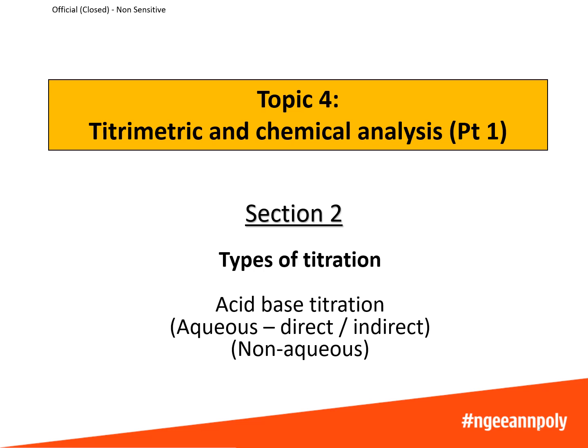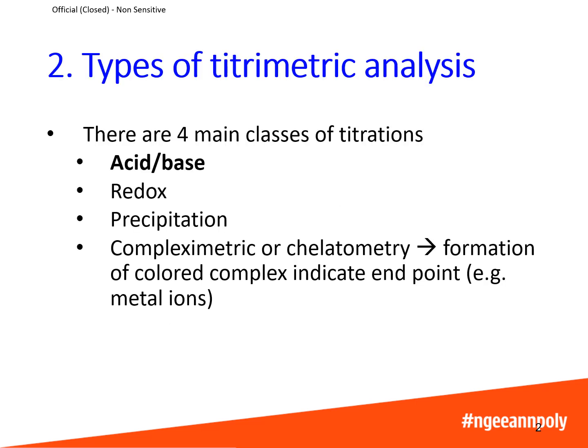In this section, we will be looking at acid-base titrations. There are four main classes of titrations: acid-base, redox, precipitation, and complexometric or chelatometry. But today we will be looking at acid-base titrations.